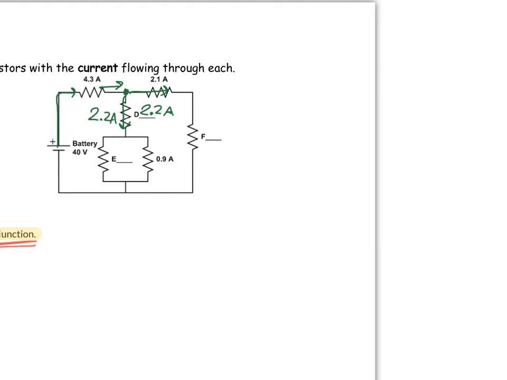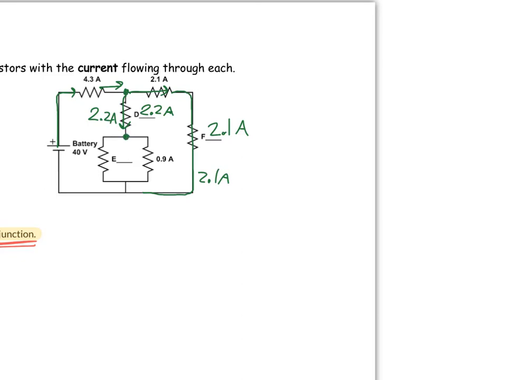Let's continue and do F here. That 2.1 amps goes through that resistor. There's no junctions then before getting to F. So that means that we're still going to have that 2.1 flowing around through this entire branch. And so F will also have 2.1 amps. The current has nowhere to go. When you have one resistor right after another, they must have the same current because there's no junction for the current to split off. But this one, we do have a junction.